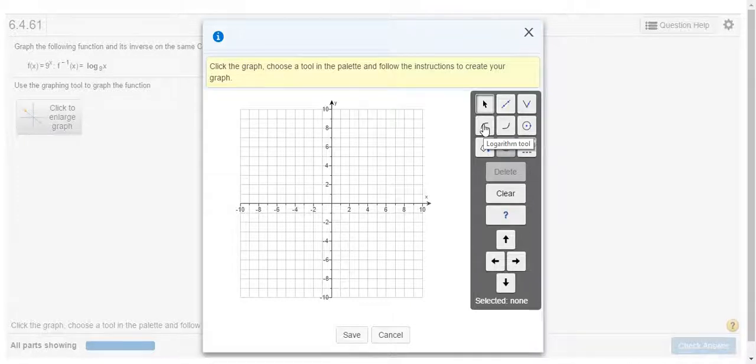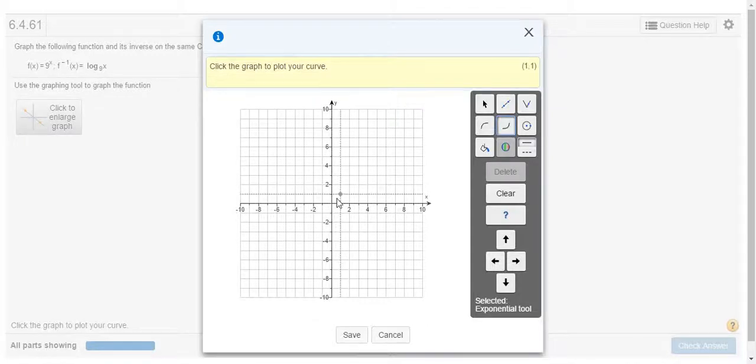If you hover your mouse over it, it says logarithm tool, and all logarithms in their basic form have that kind of shape. They come up from the bottom, they swoop over to the right. And then exponential tools, they all look like that. They're flat at the bottom and then they shoot straight up into the sky, going that way. So we're going to do both of these. We want to do 9 to the x. So I'm going to do the exponential tool first.